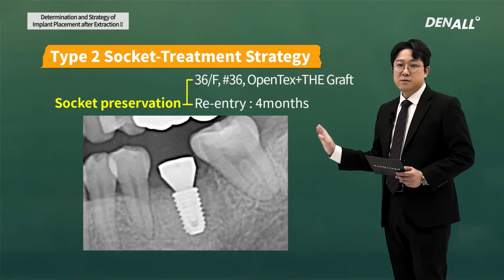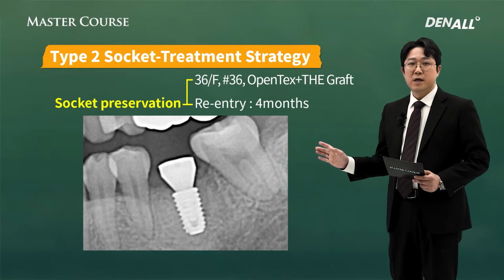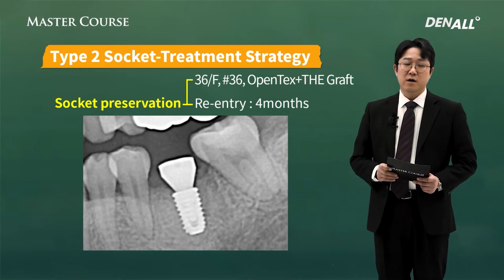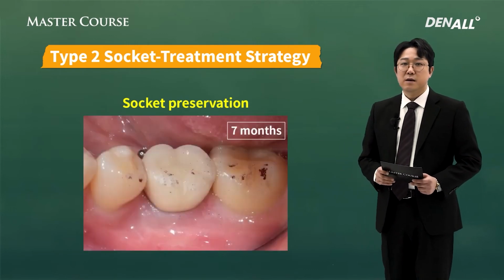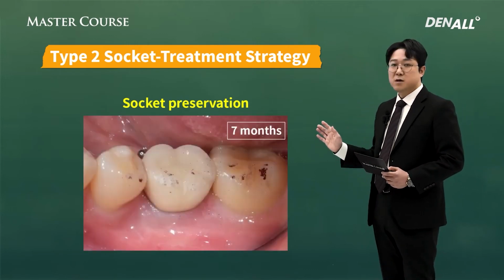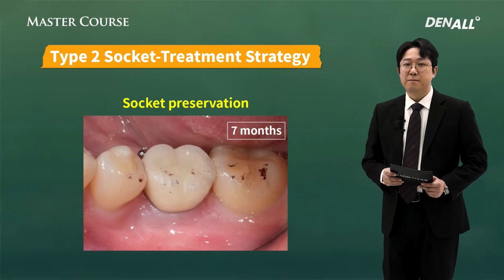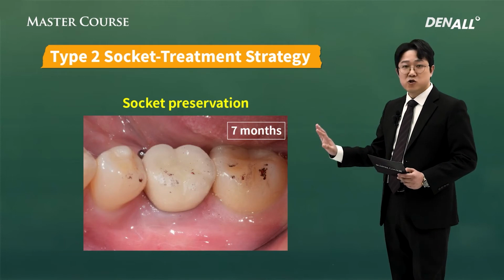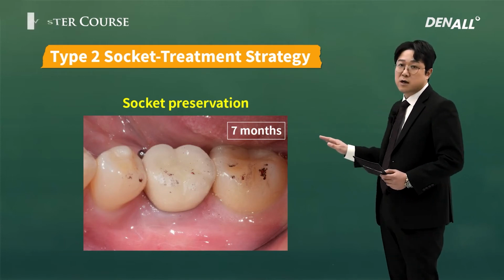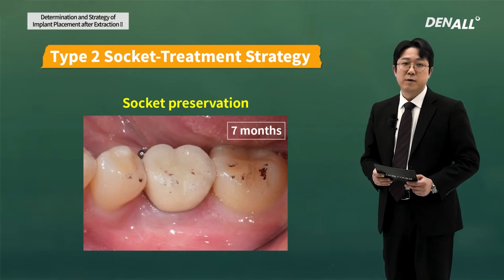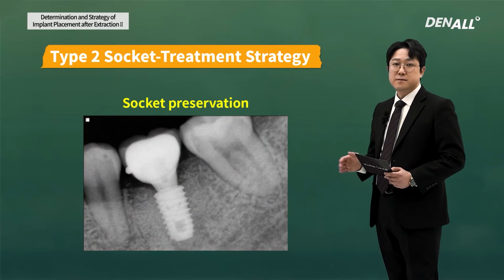If you look at the X-ray image, the socket, which was severely resorbed, the bone has regenerated well and the implant was appropriately placed. 3 months after implant placement and 7 months after socket preservation, treatment was completed. Soft tissue volume has not been reduced significantly. There's appropriate balance with adjacent tissue. This is X-ray image after completion.